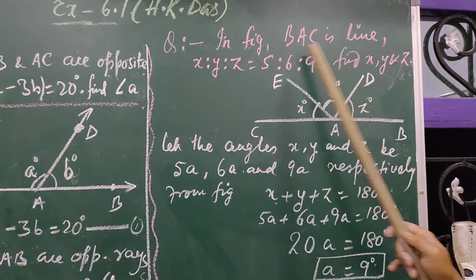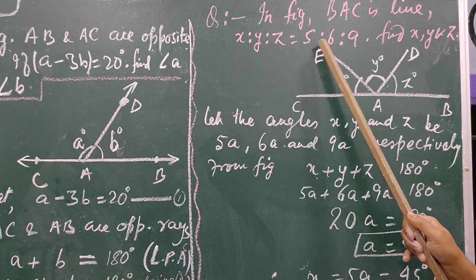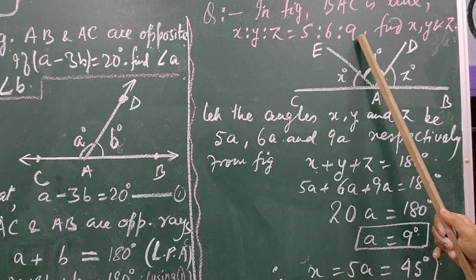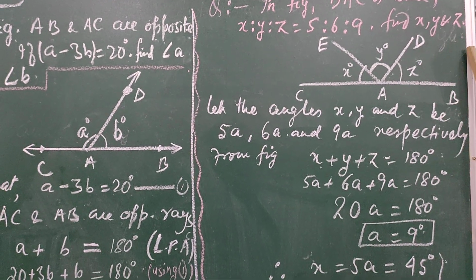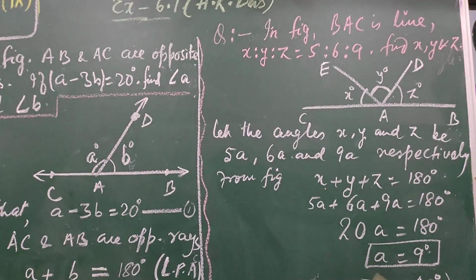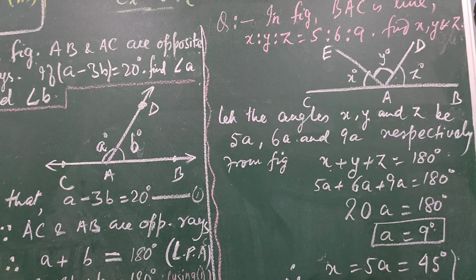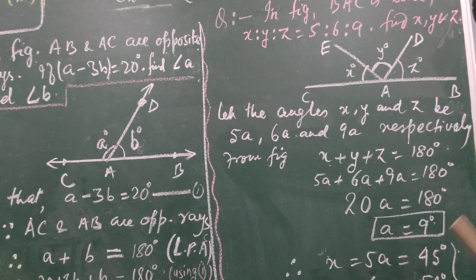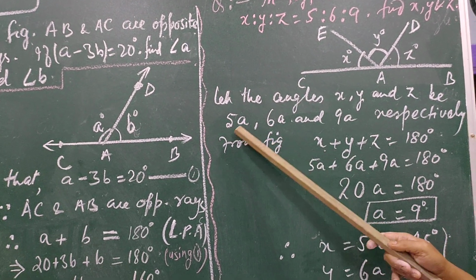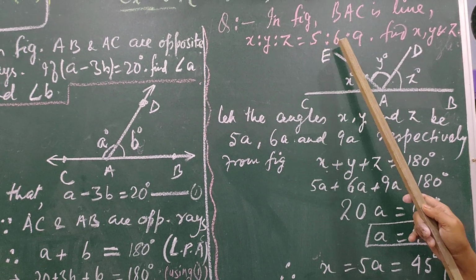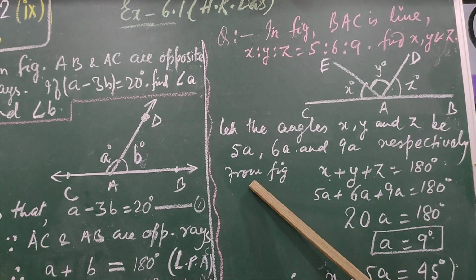In this question, in this figure, the ratio of x, y and z has been given to us as 5:6:9, and we need to calculate the values of x, y and z. Since the exact values of x, y and z are not known to us, there is some common ratio, which we have considered as a. So let the first angle be 5a, the second 6a, and the third 9a.